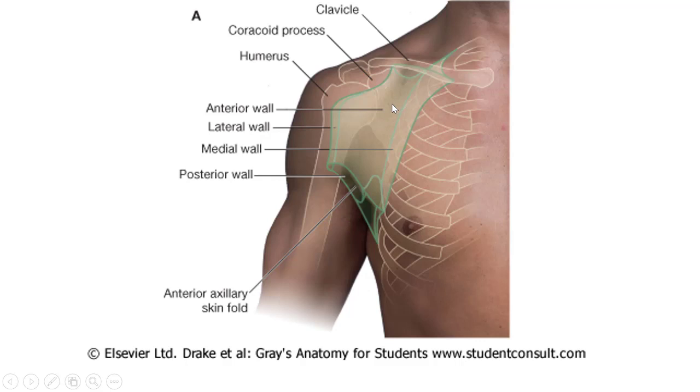The axilla is disposed obliquely in such a way that the apex is directed upwards and medially towards the root of the neck, and the base is directed downwards. It is a triangular interval bounded anteriorly by the clavicle, posteriorly by the superior border of the scapula, and medially by the outer border of the first rib.